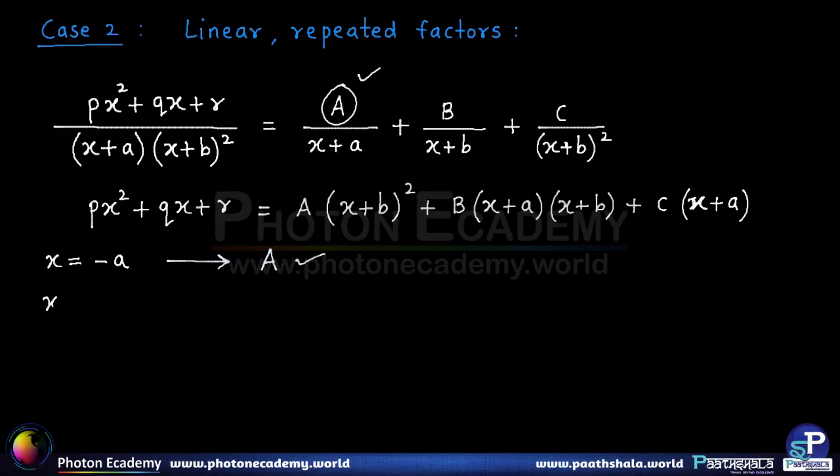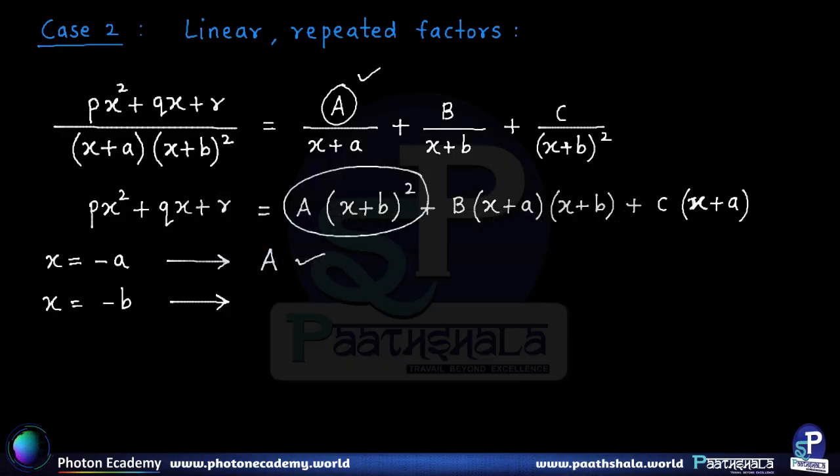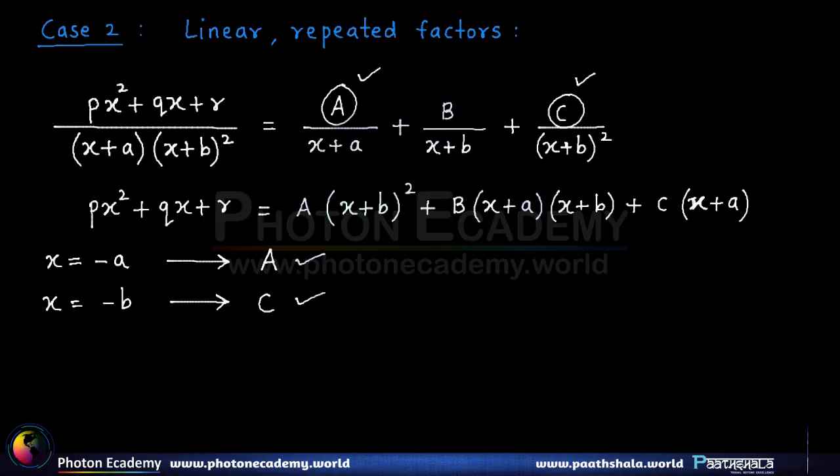Now what happens if we put x as minus b? If we put x as minus b, then first term will vanish and second term will also vanish because both have x plus b as one of the factors. So therefore this will give us the last constant, that is C, right? Now here we have seen that by putting x as minus a or minus b, we get the two constants A and C. So that means to get the value of remaining constant B, we have to put some other value of x. And as we have seen, this particular equation is an identity in x.